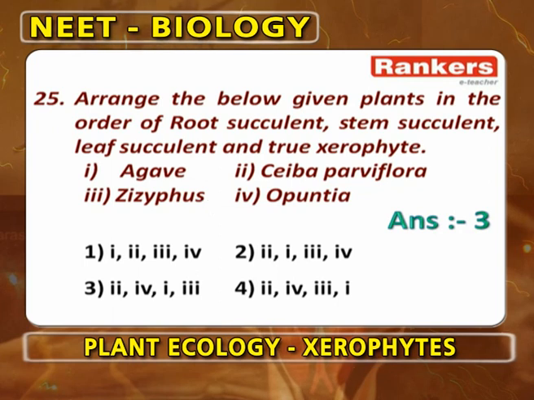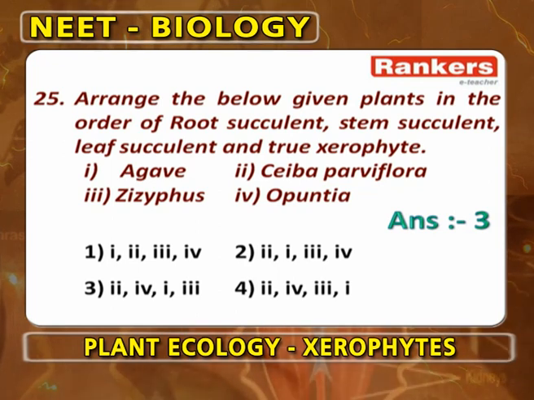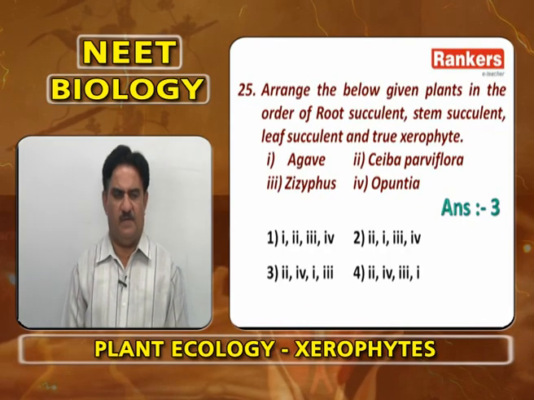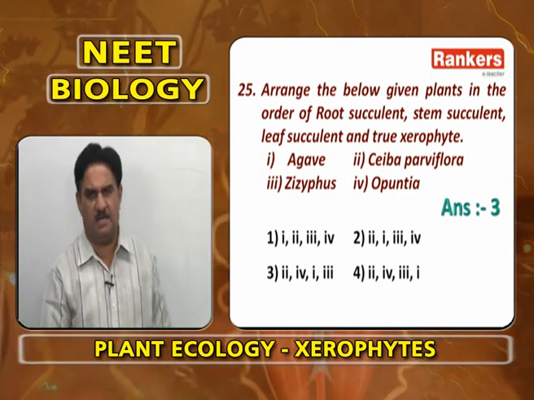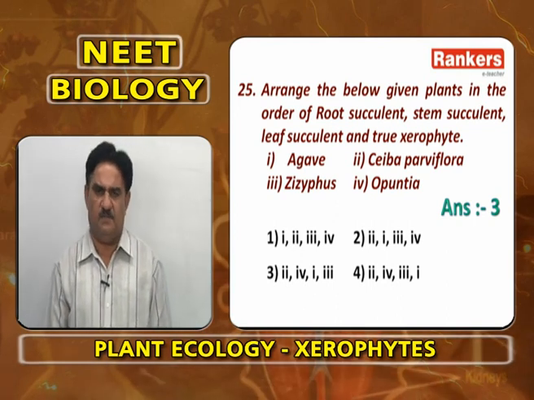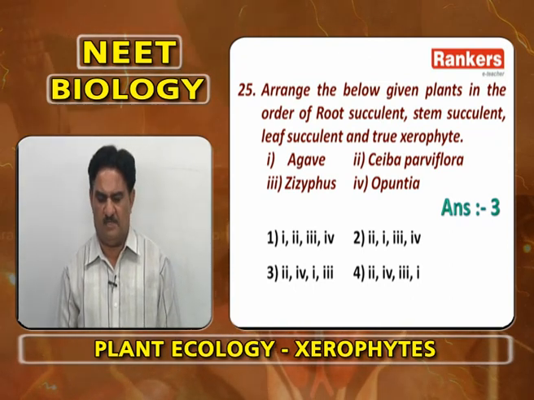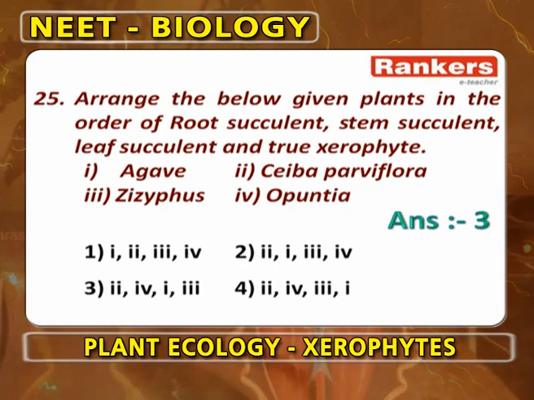So, in the order of root succulent, stem succulent, leaf succulent and true xerophyte: root succulent is Ciba parviflora, stem succulent is Opuntia, leaf succulent is Agave and a true xerophyte is Ziziphus. Succulent plants are xerophytic only externally but not internally, but true xerophytes are xerophytic both externally and internally. So, the answer is 2, 4, 1, 3, that is Ciba parviflora root succulent, Opuntia stem succulent, Agave leaf succulent and a true xerophyte is Ziziphus.